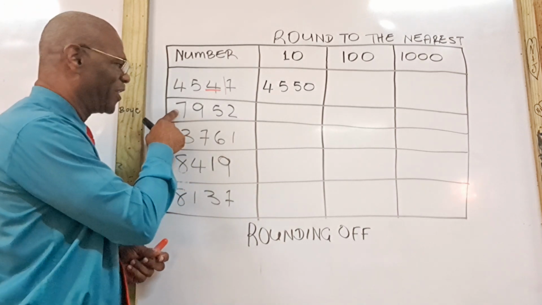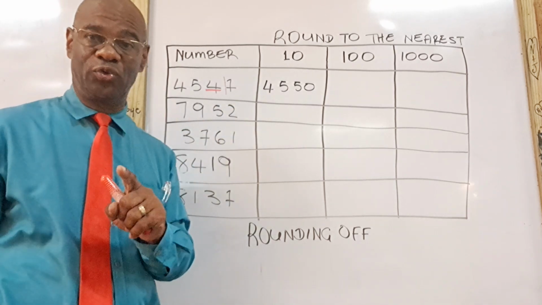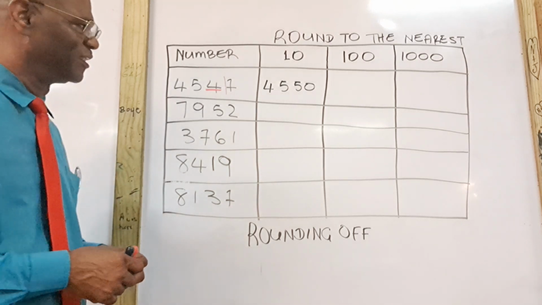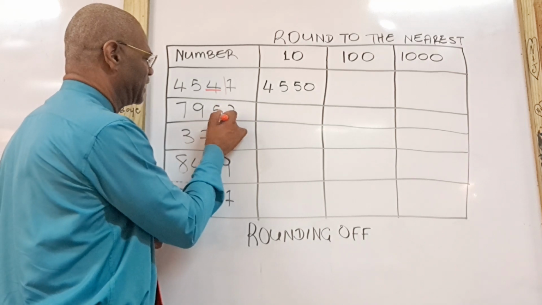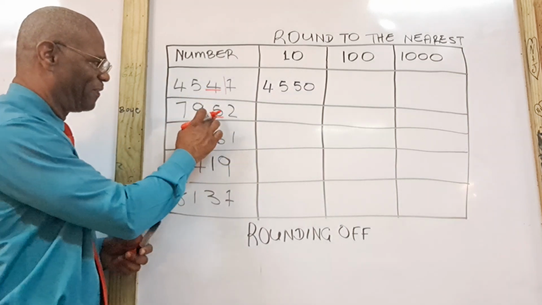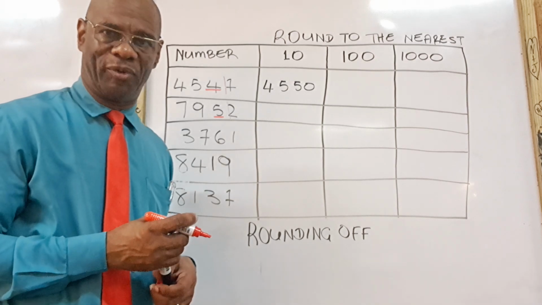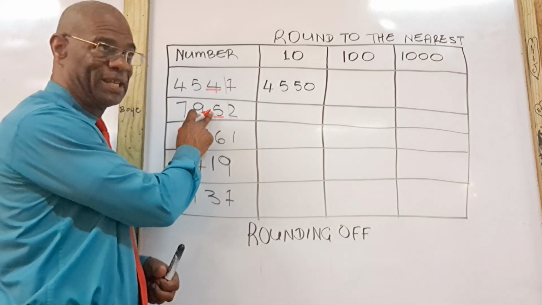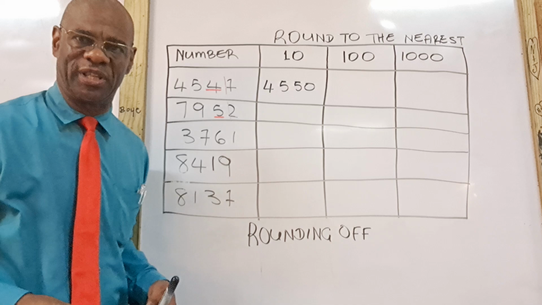So we are rounding 7,952 to the nearest 10. What digit is in the 10th place? Good. 5 is in the 10th place. So we identify that. Now we go to the first digit that is to the right of the 5, and we determine if it is 5 or more or less than 5. If it is less than 5, we just keep the digit that's in the 10th place, and we discard the 2 and replace it with a 0.